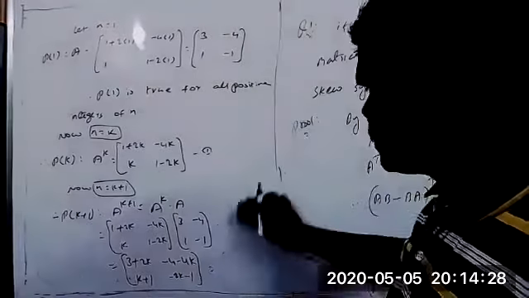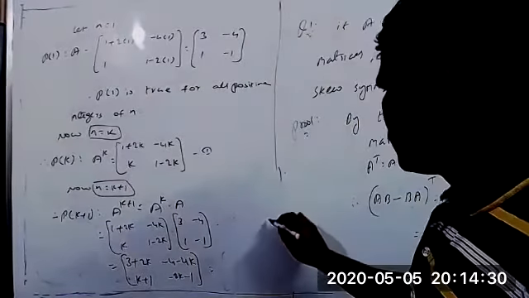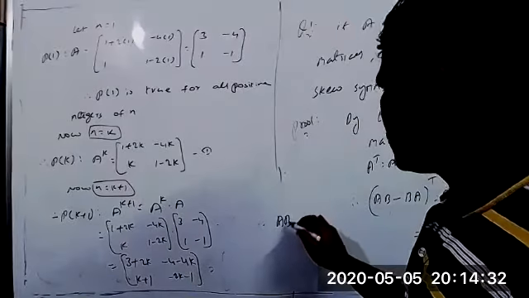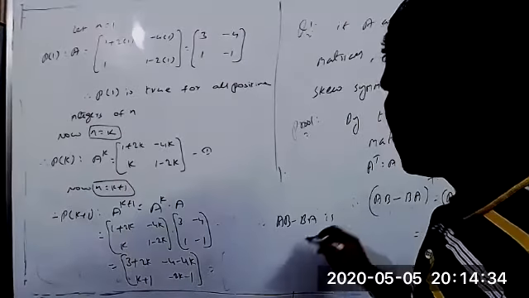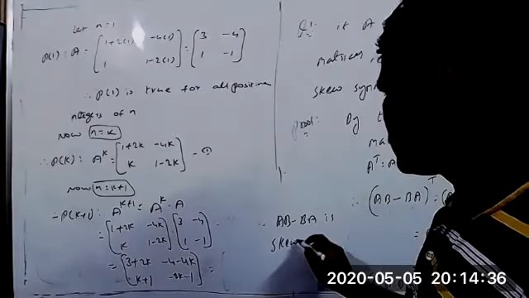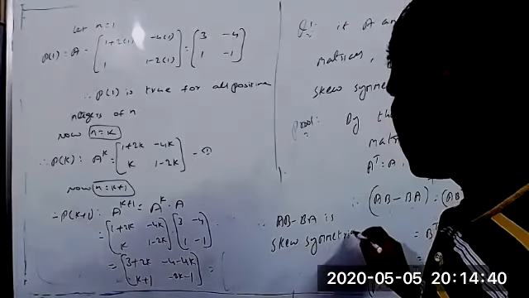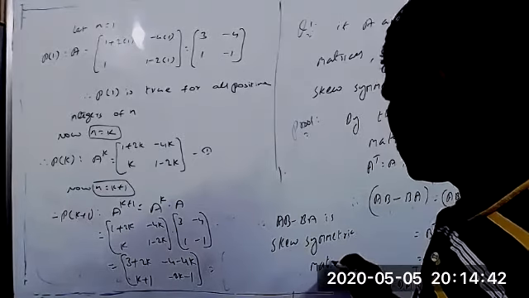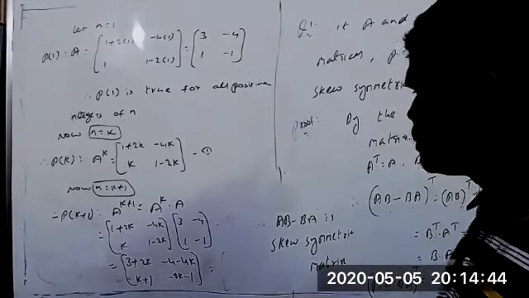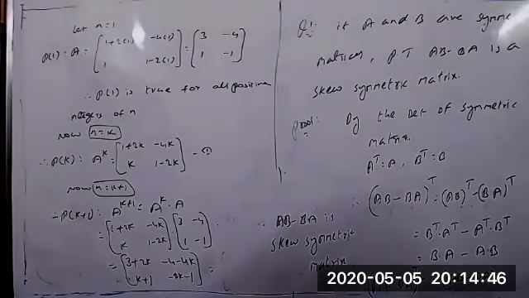So, therefore, AB minus BA is a skew symmetric matrix. Understood? Don't take any examples. There is no need to take any examples here.